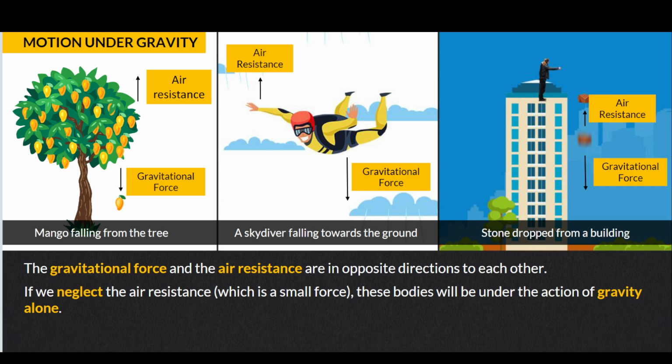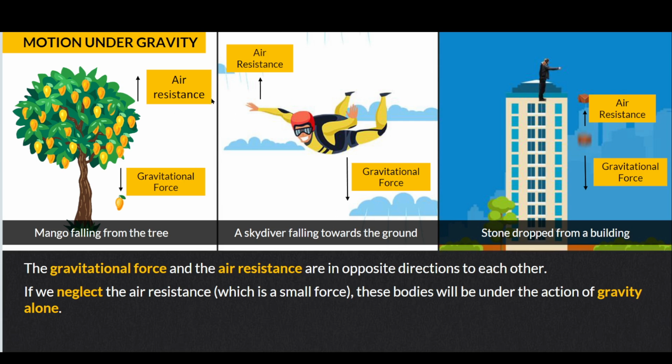So the gravitational force and the air resistance, in all these you can see, because there is air resistance, they are acting in opposite directions. But if we neglect the air resistance, which is a small force, those bodies will be under the action of gravity alone. If we neglect air resistance, why are bodies falling towards the ground?